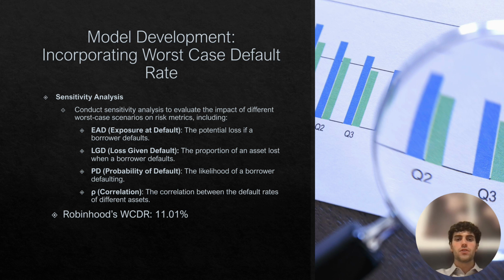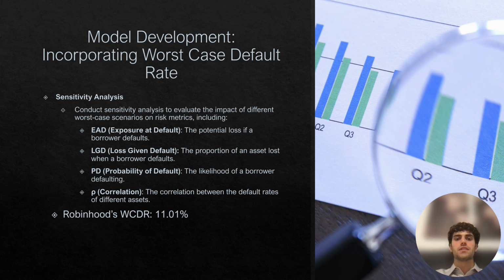To analyze how Robinhood's portfolio would respond under the most adverse conditions, we developed a model that incorporates the worst-case default rate to stress test Robinhood's portfolio. We conducted a sensitivity analysis to understand the impact of extreme scenarios on risk measures such as exposure at default, loss given default, and probability of default.